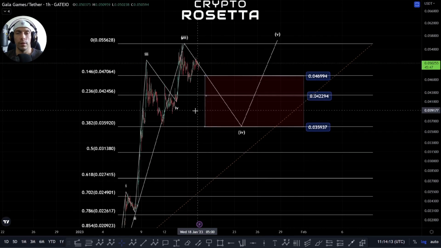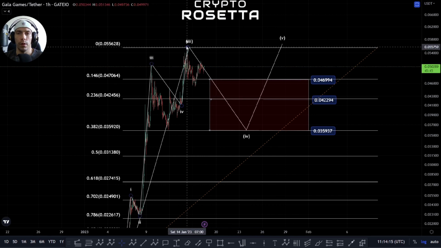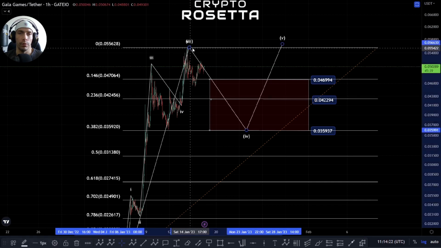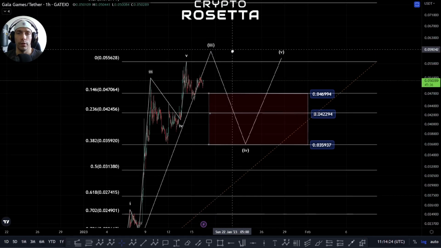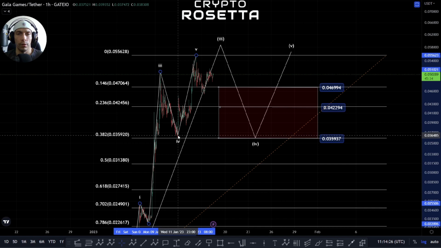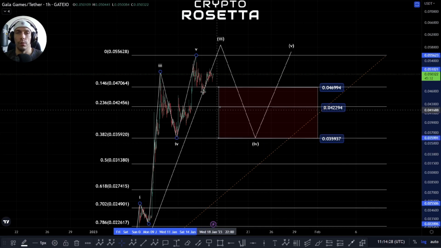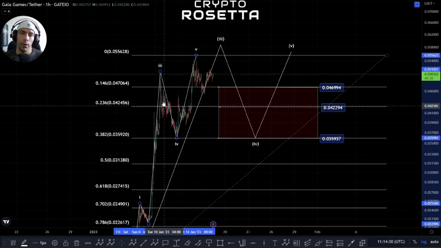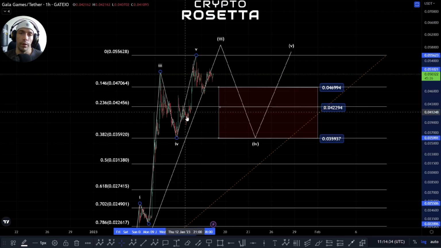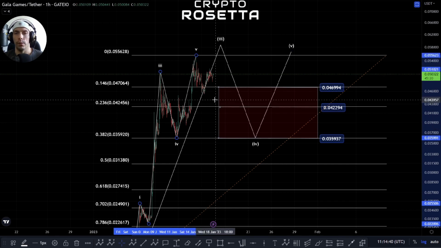We can also look at this slightly different. If we aren't looking to drop down deeper here, effectively what we could be is actually still within this 3rd wave. So we can look at this potentially as a move like this, where instead of looking at this as a triangle here, we just look at this separately as a 5 wave move here. So this would be 1, 2, 3, 4, and then we push up again for a 5th wave.